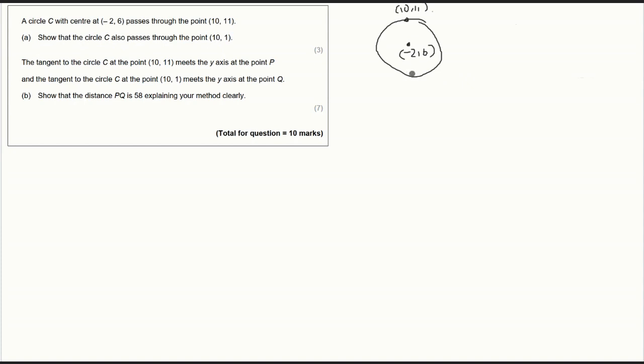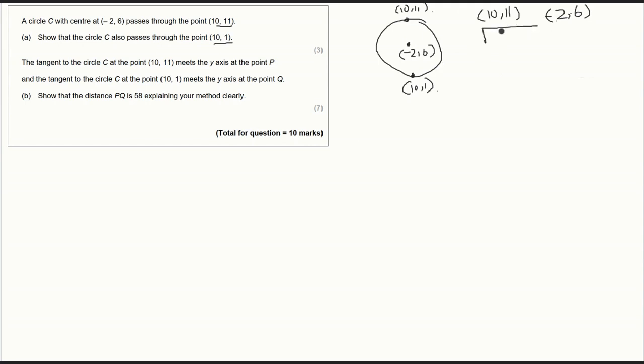So I'm going to label this as (10, 1). If you read the question carefully, it says the circle passes through these two coordinates. So the coordinates must be on the circle. Therefore, if I want to find the radius, I can take (10, 11) and the center, which is (-2, 6), then use the distance formula to find the distance between the center and the point on the circle. In this case it is (10, 11), so let's use that.